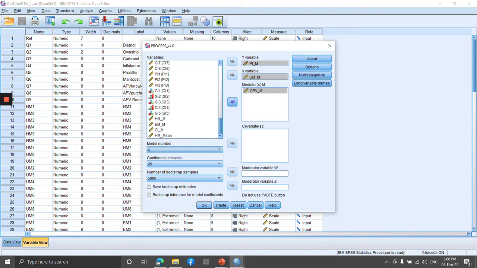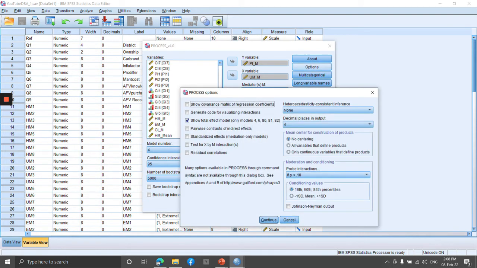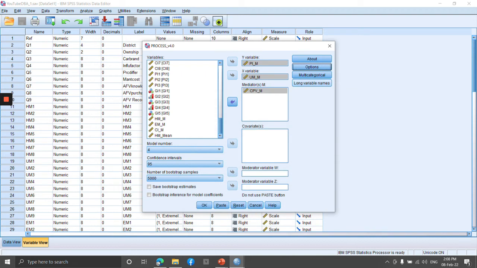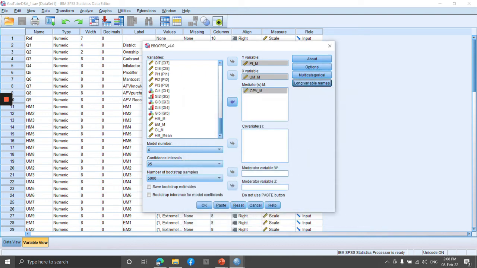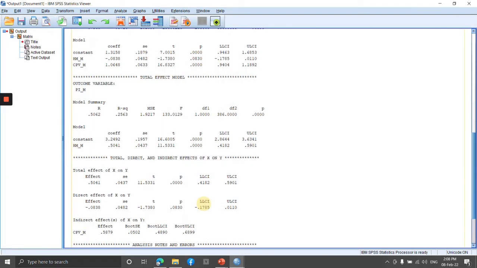Just click it and double check it. This is okay. Long variables, this is okay. Model number 4, that's okay. Dependent variable okay. Independent variable okay. Mediator okay. Now just click it.